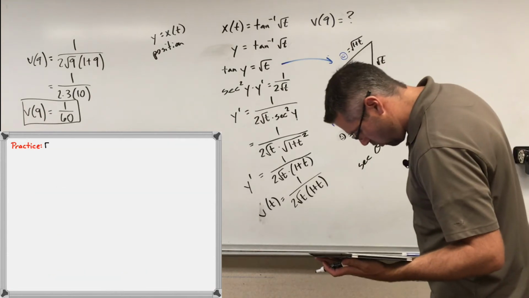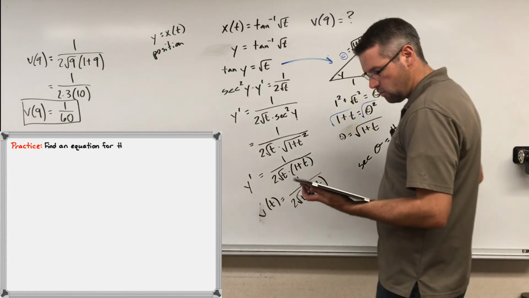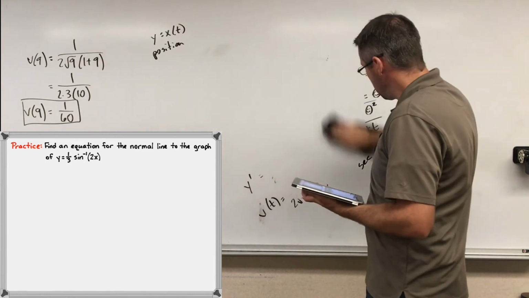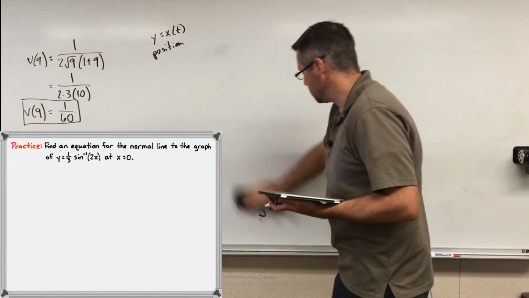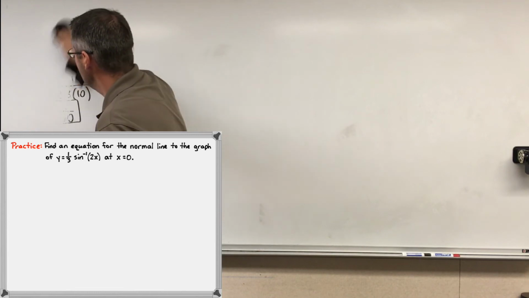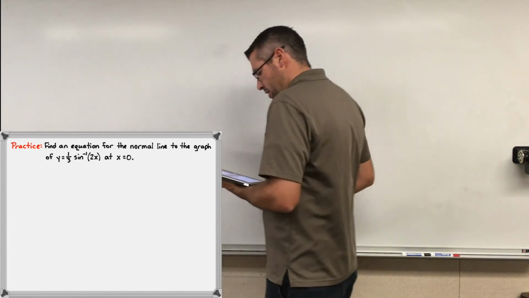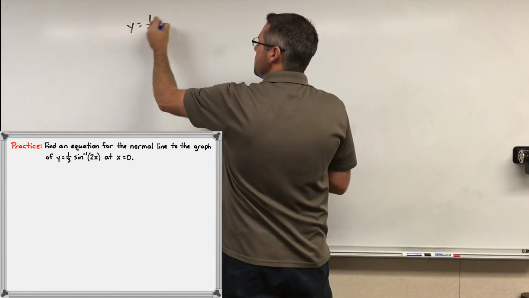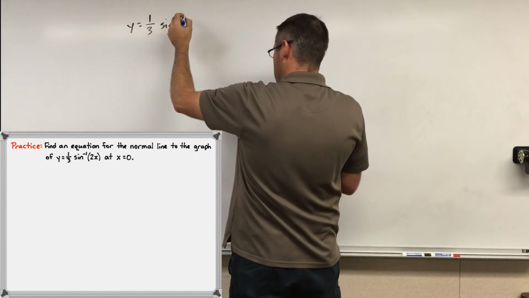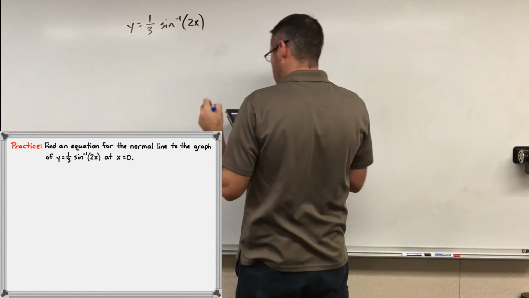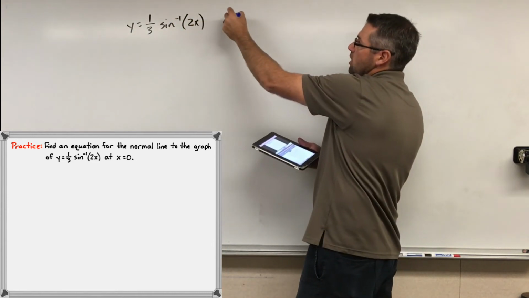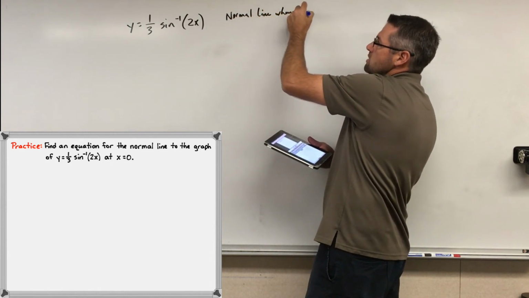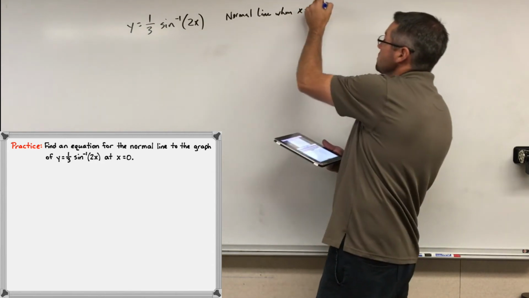All right, let's go ahead and take a look at one more practice problem that is dealing with inverse functions, I believe. And let's see if we can get this right, making sure we're using all our algebra properly. All right, it tells us y equals 1/3 arc sine of 2x, and we are looking for the normal line when x equals 0. All right, that's the question.